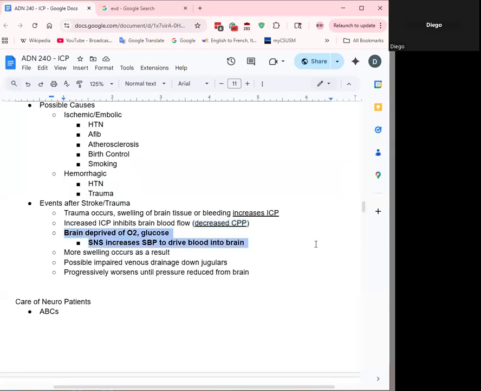Like I mentioned before, your brain's going to be deprived of O2 and glucose, which we don't have reserves for, so that's going to lead to ischemia. And as well, due to the lack of that, your body's going to have a sympathetic surge. So it's going to release chemicals like norepinephrine, epinephrine, dopamine in order to try to drive blood back into the brain.